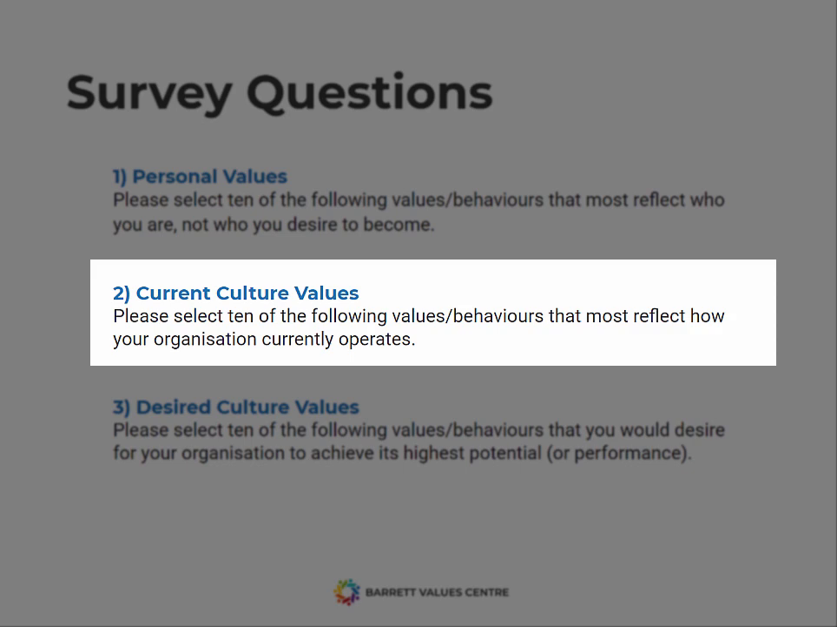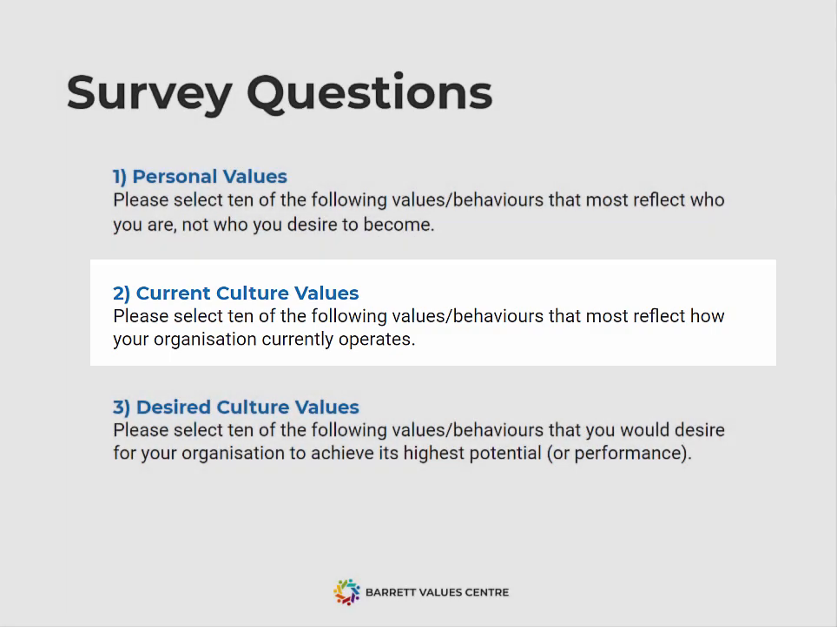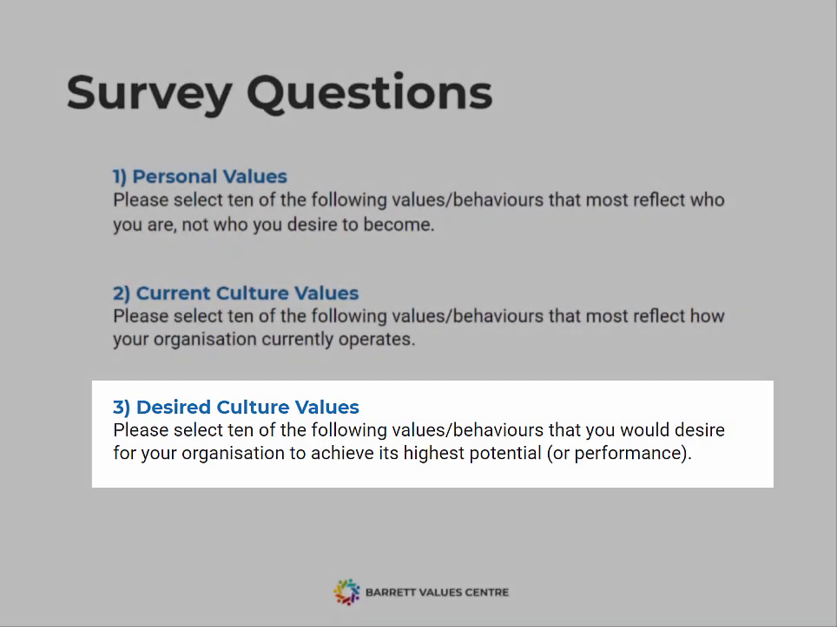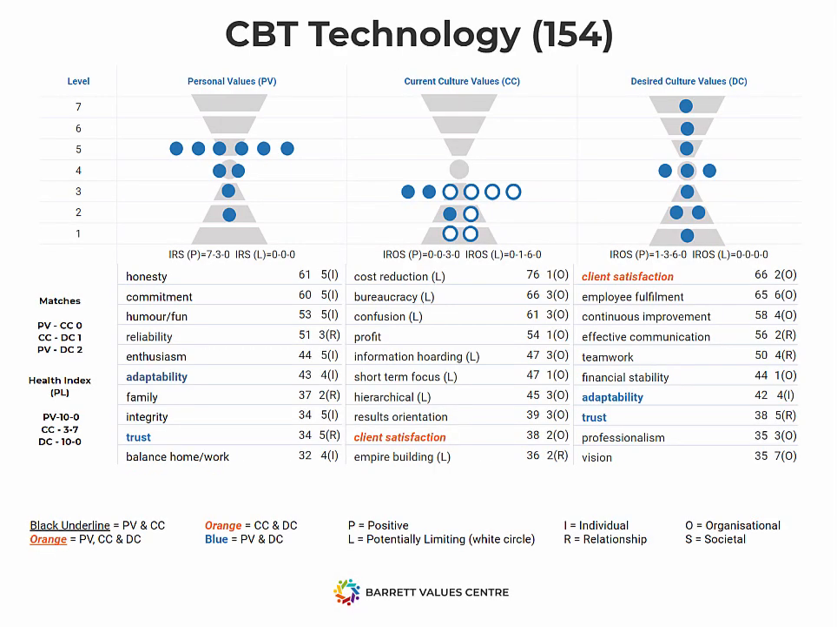And through the values they select, we can find out what's working well, but also what might be undermining good performance. And thirdly, we ask the question, please select 10 of the following values and behaviors that you would desire for your organization to achieve its highest performance. Where do the people want to take the culture? When people answer the questions, we're able to process the results and create this picture here, which we call the dot plot. And you can see that the three columns align with the three questions, the personal values, the current culture, and the desired culture.